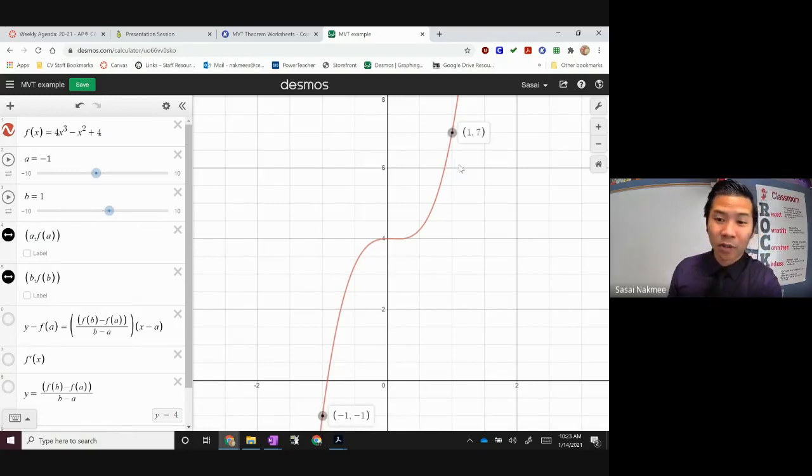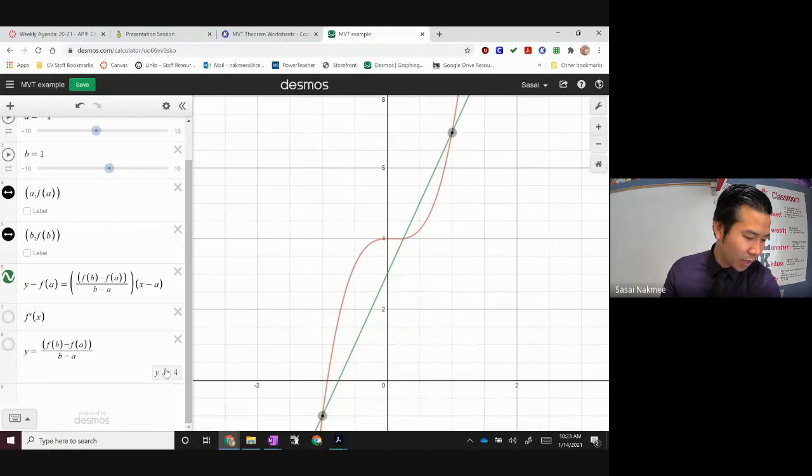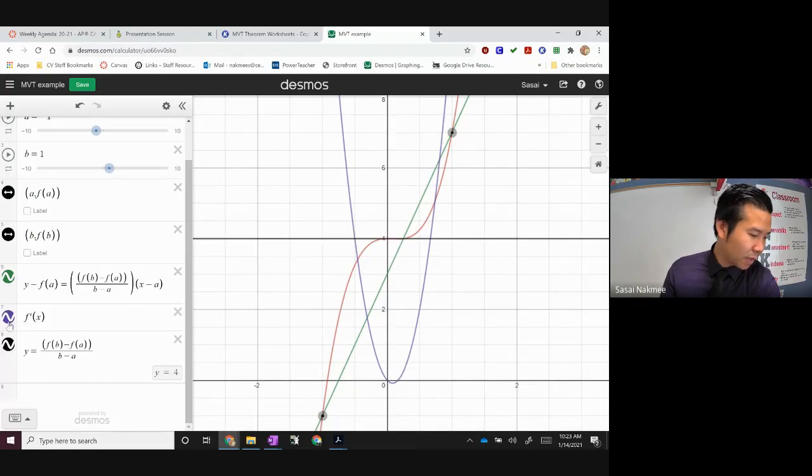The output values are actually shown as well. Now here's what I find neat. There is the secant line that goes through -1 and 1, and we calculated the slope of this line already. You see it right here? It's actually calculated for us right here. The slope of that is equal to 4. Now here's what I think is neat.